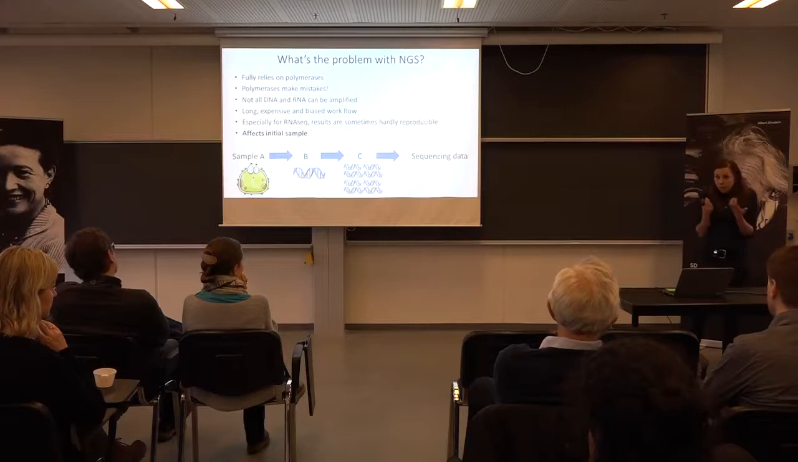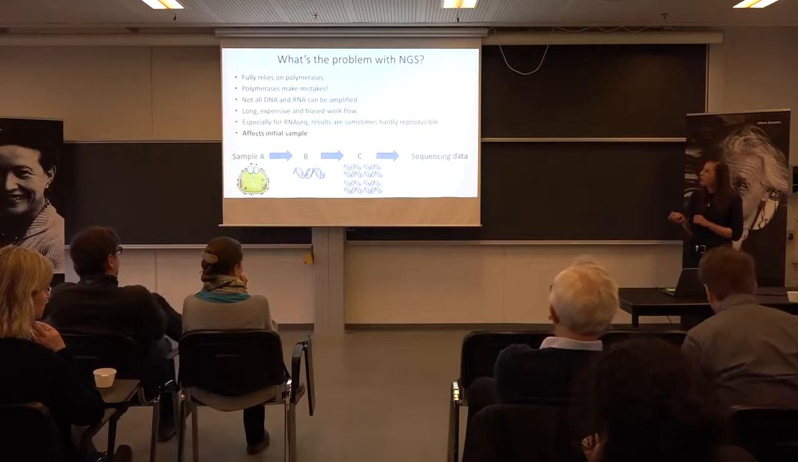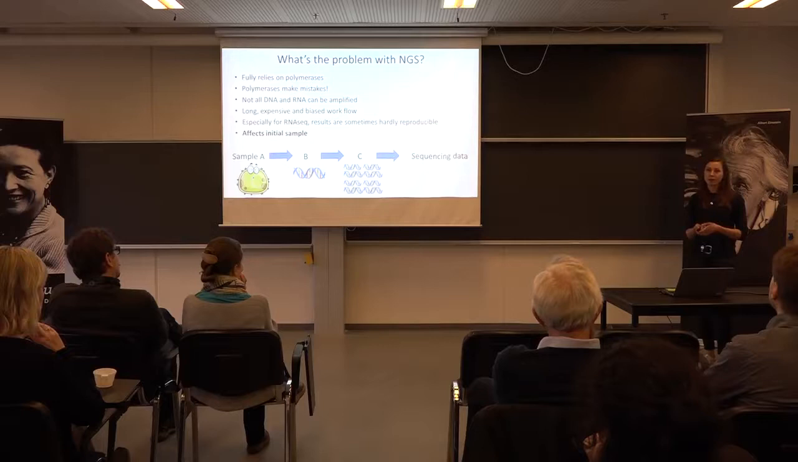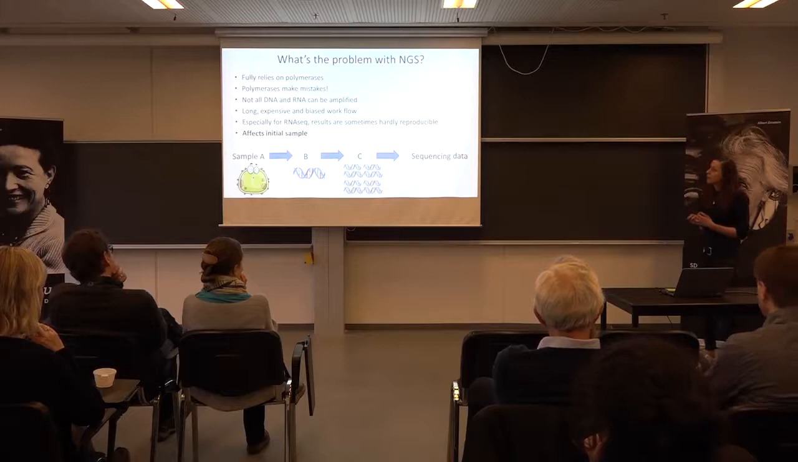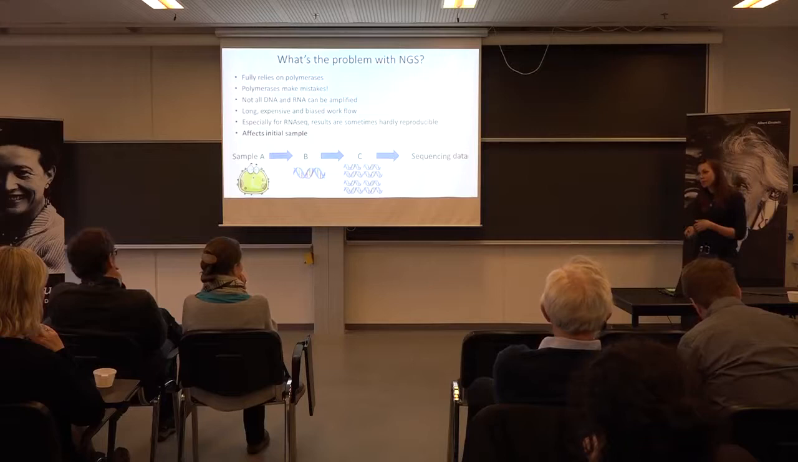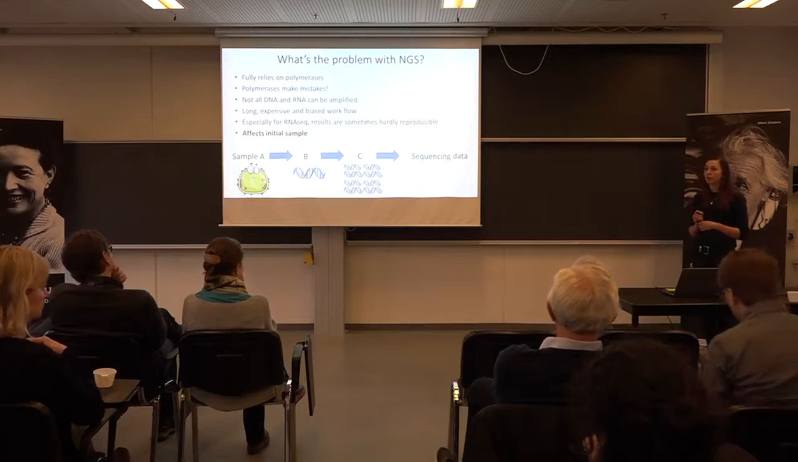So not all DNA and RNA sequences can be amplified simply. I already said that in order to get more material, we need to amplify it. But not all sequences can be amplified. Some oncogenes, human cancer-related genes, can never be amplified by the enzymes that we have now in hand. So how to detect them? It's very long and expensive. I wrote here expensive. The cost goes down every year, but it still remains quite an expensive workflow to use, let's say, in daily work in clinics. Especially for RNA sequencing, results are sometimes poorly reproducible. So if we run the same sample a couple of times, the sequence that we obtain is quite different.